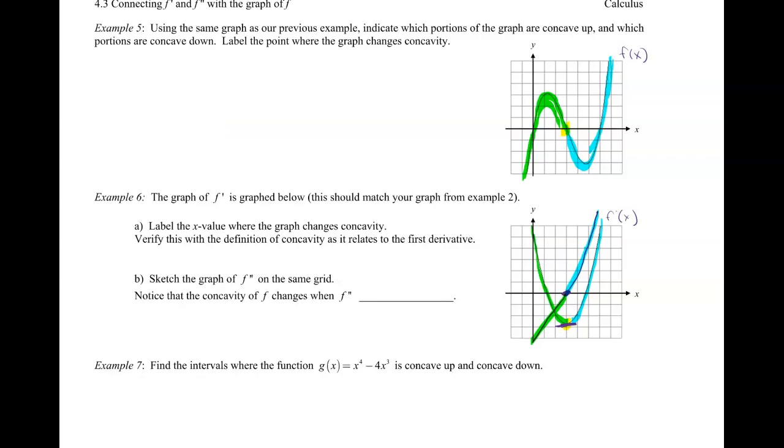Alright, so this is going to take some practice. It's going to take some getting used to, because I know we've talked about drawing graphs of the first derivative, but maybe not so much the second derivative. So it says that we need to sketch the graph of f double prime on the same grid, which we did. Okay, cool. And then we also need to notice that the concavity of f changes when f double prime changes signs.